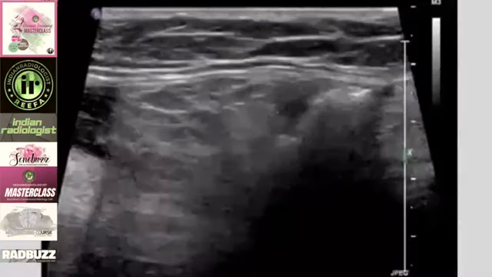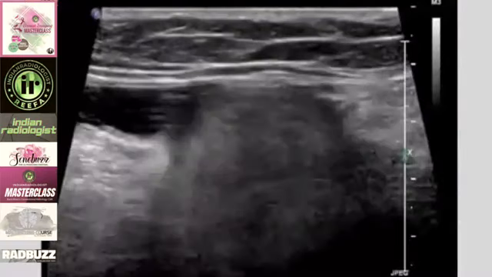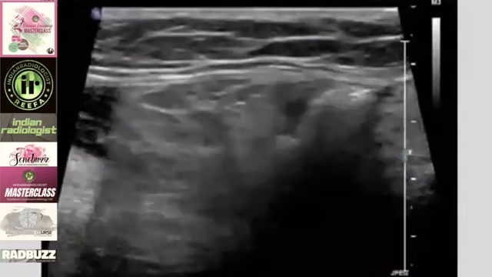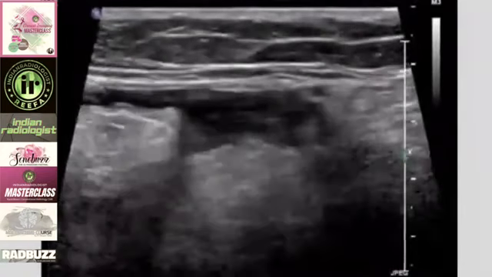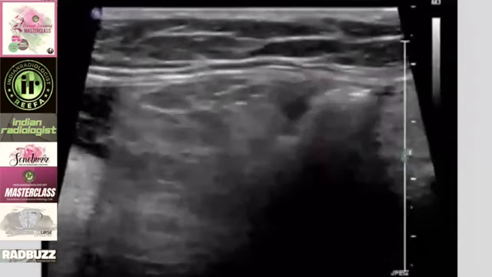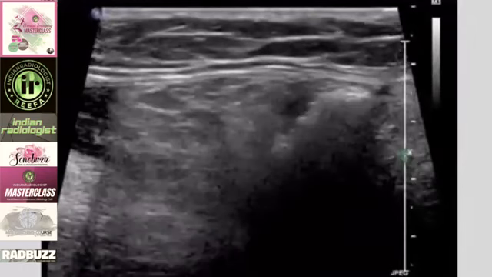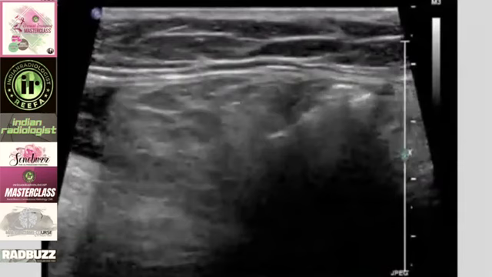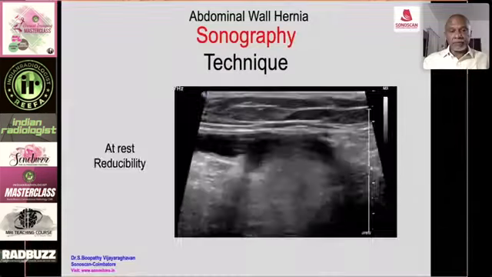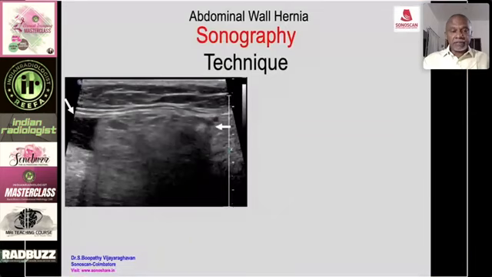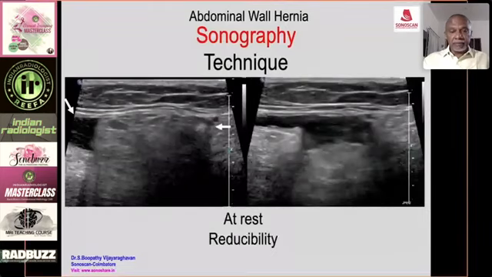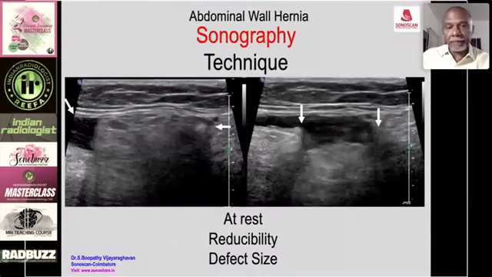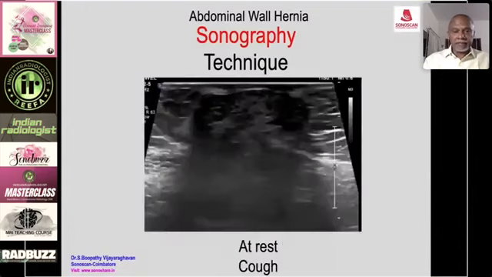At rest, you have to see if there is a bulge or protrusion. When the hernia is seen at rest, you must press on the hernia to look whether it is reducible, as shown in this video. You see the protrusion of the contents, omentum and bowel, and when you press, the contents go inside the abdomen. So, it is a reducible hernia. It is present at rest, and when you press, it gets reduced, and then you measure the defect size like that.